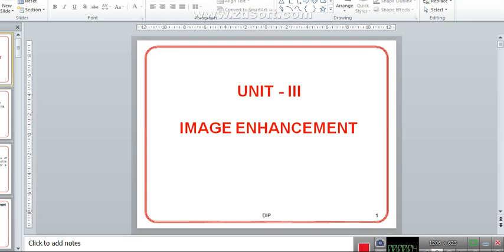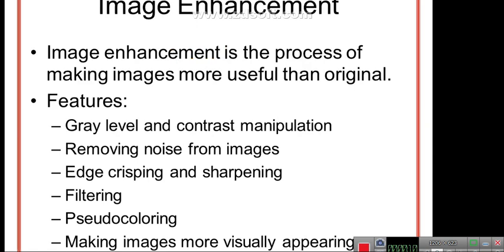So unit 3 in digital image processing technique is image enhancement. First, what is meant by image enhancement? Image enhancement is the process of making the images more useful than the original image, which is used to improve the quality of the image. For that purpose we are using image enhancement techniques. Several kinds of image enhancement techniques and algorithms are available to improve the quality of the image.